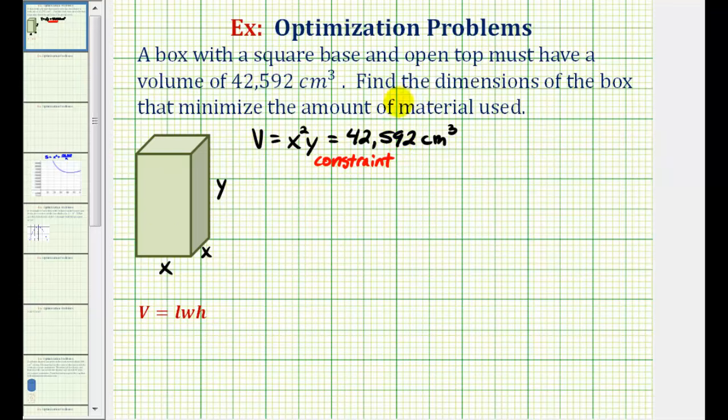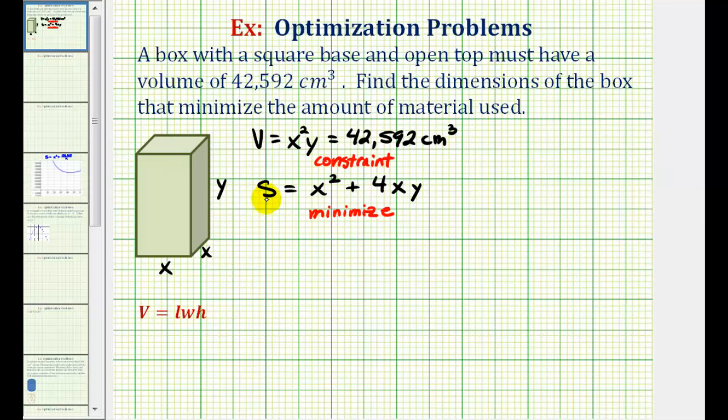Now we also need an equation for the surface area so that we can minimize that equation. The surface area would be the sum of the area of each face, and since our box has an open top, our box has 5 faces, the bottom and the 4 sides. The area of the bottom would be x times x, or x squared, and then notice that the area of each side face would be x times y, and since there's 4 of them, we have plus 4xy. This is the equation that we want to minimize.